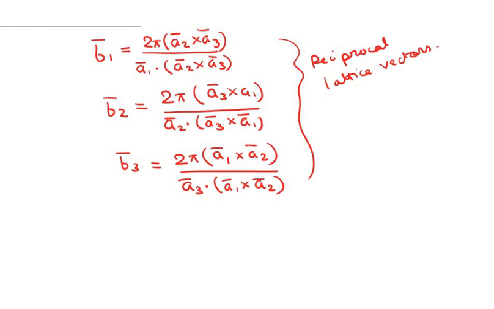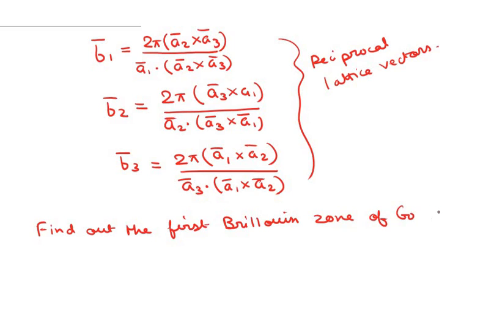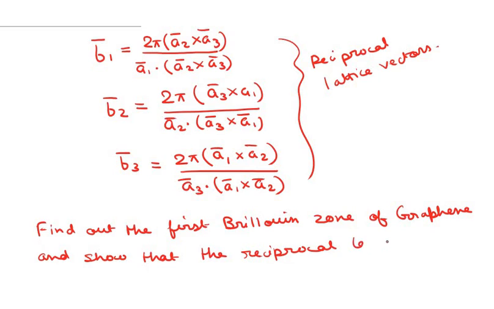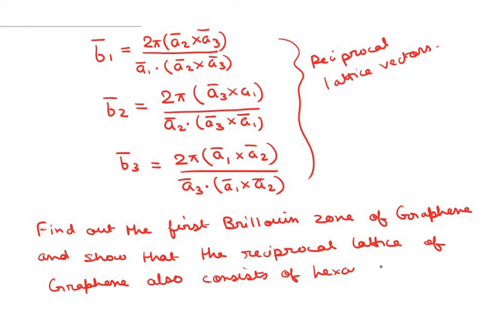Now your task is basically to prove or find out the first Brillouin zone of graphene and show that the reciprocal lattice of graphene also consists of a hexagonal crystal structure.